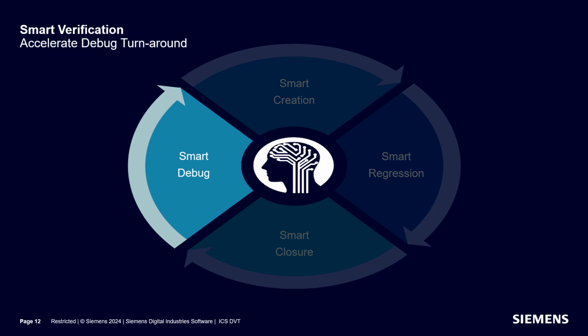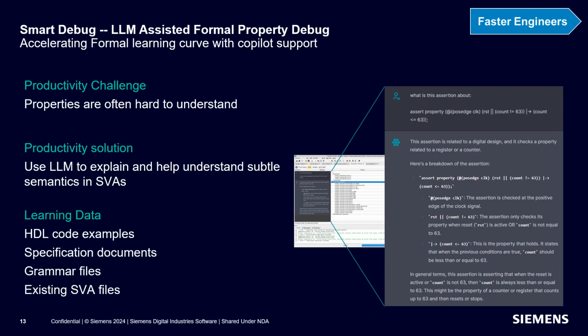We all know that with formal verification, it's really hard to debug formal properties. However, with smart debug powered by AI, we can accelerate your debug turnaround. This is just one example of using AI and ML for smart debug. Here, we can leverage the power of large language models again to assist formal property debug.